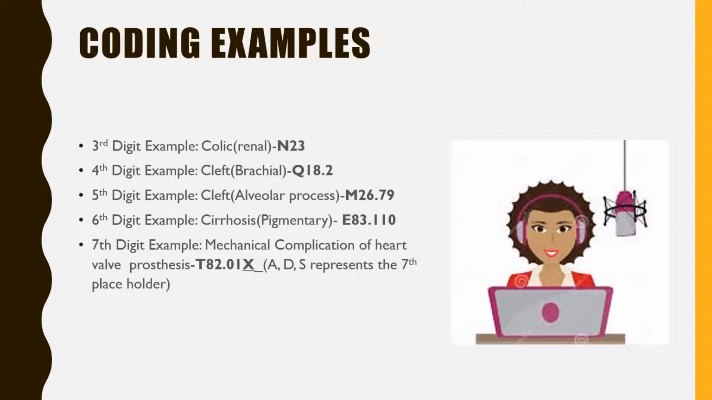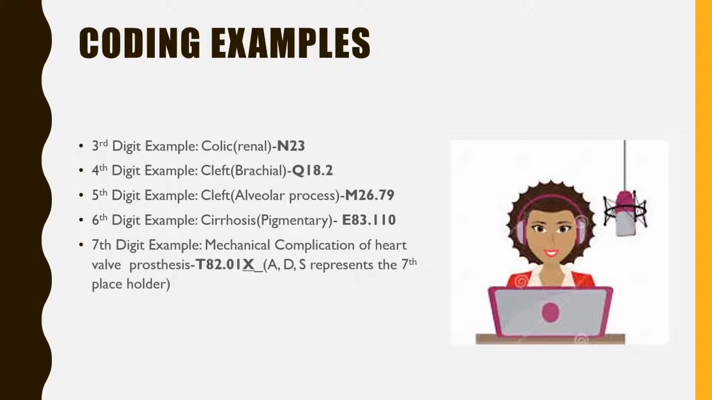So here we have some coding examples ranging from our 3rd digit to our 7th digit. In our 3rd digit example, we assign N23 for renal colic. In our 4th digit example, we assign Q18.2 for branchial cleft. In our 5th digit example, we assign M26.79 for alveolar process of the cleft.